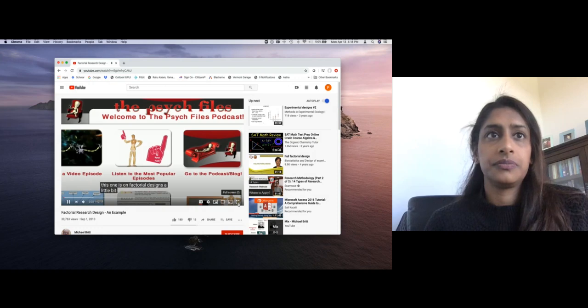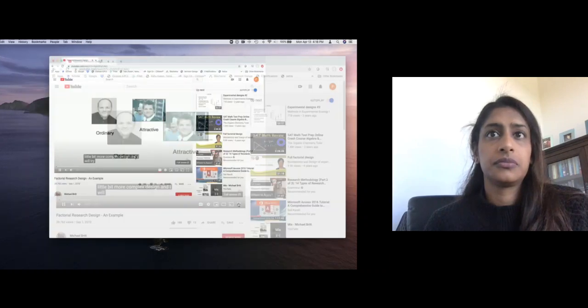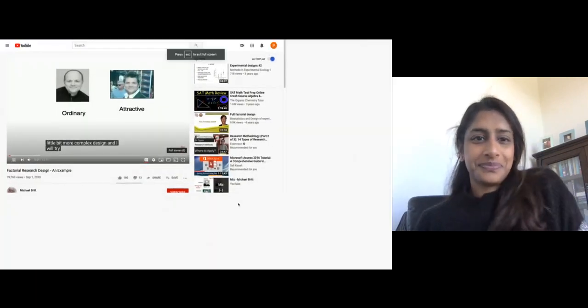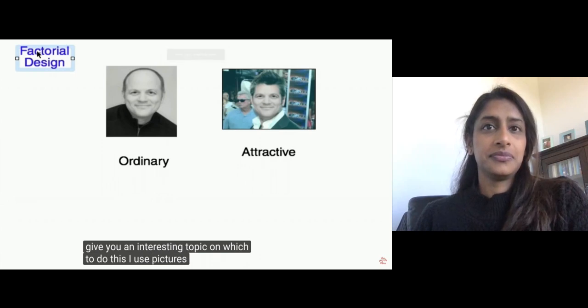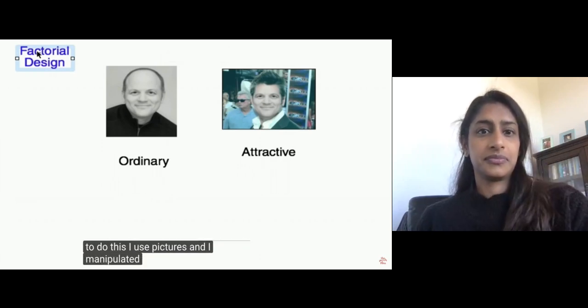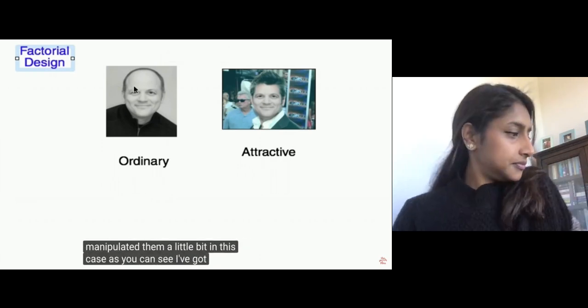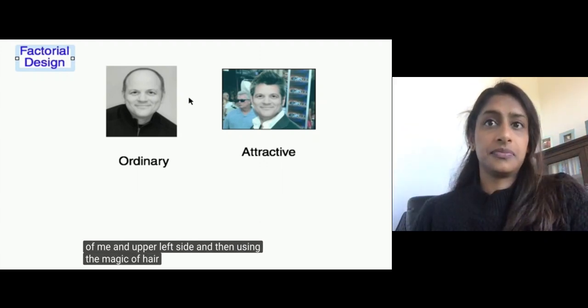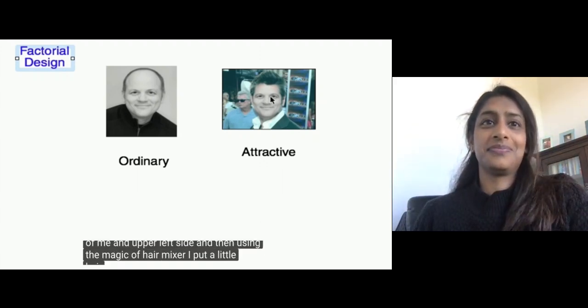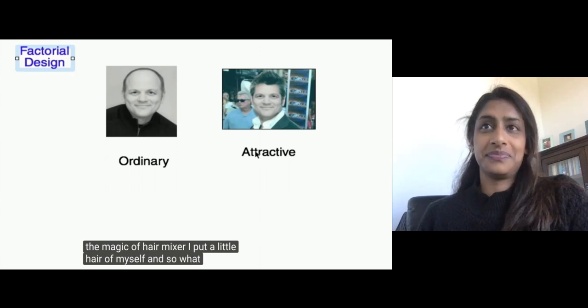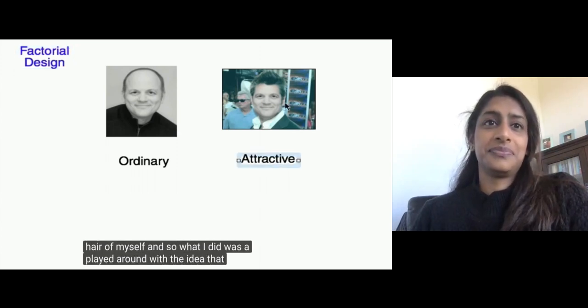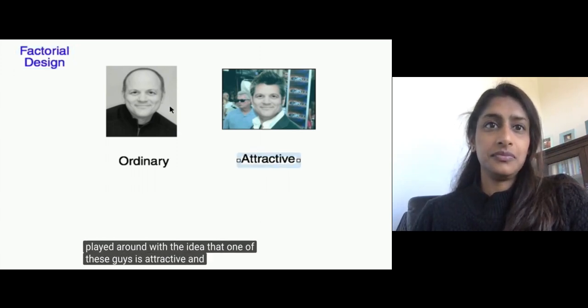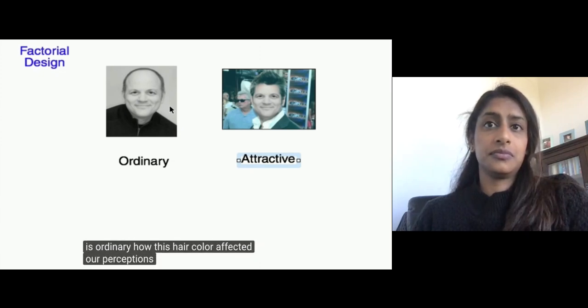Designs, a little bit more complex design, and I will try, as I did in the last one, to give you an interesting topic on which to do this. I use pictures, and I manipulated them a little bit. In this case, as you can see, I've got a picture of me in the upper left side, and then using the magic of hair mixer, I put a little hair in myself. And so what I did was I played around with the idea that one of these guys is attractive and one of them is ordinary. How this hair color affected our perceptions.